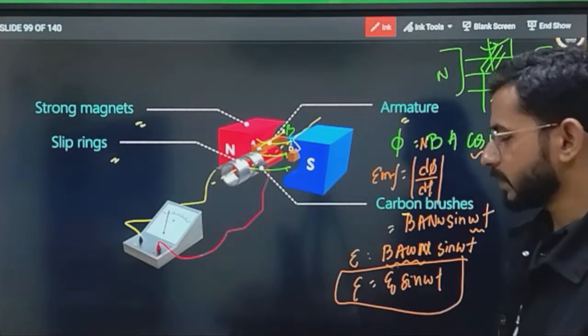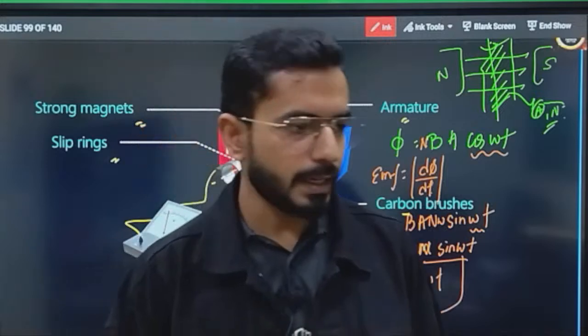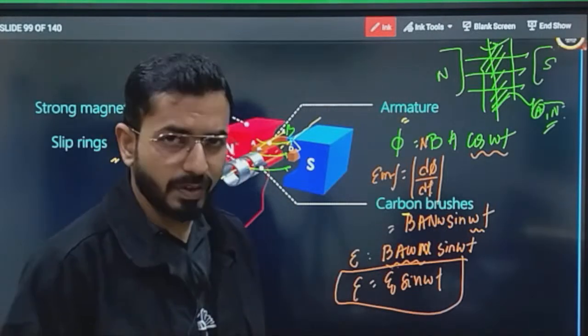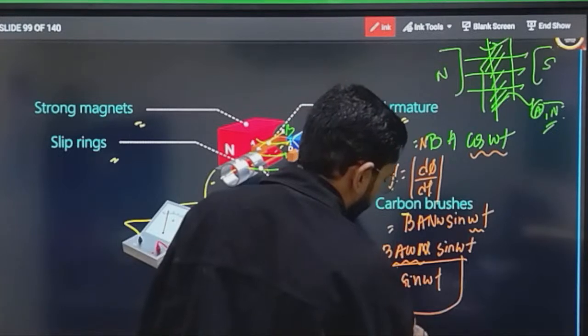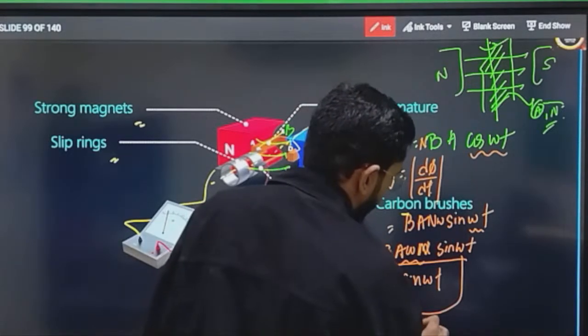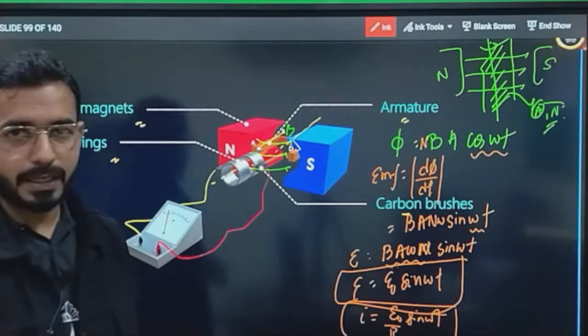So this is the EMF of the AC generator, what we call an AC generator. If I ask you the current, current will also be written simply as E naught divided by resistance into sine of omega t. We are going to understand that it is very much used in alternating current.